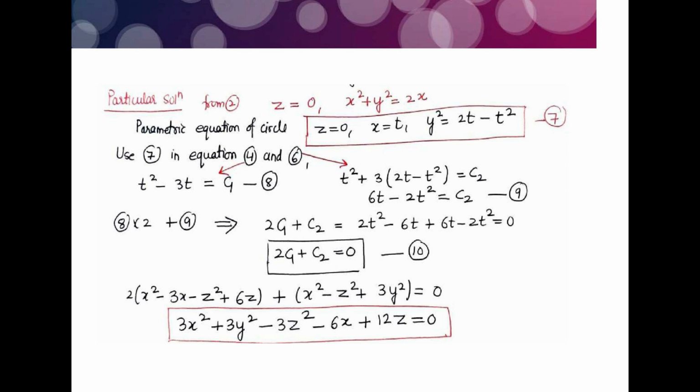Now from equation number 8 and equation number 9, try to eliminate t so that we can have some relation in c1 and c2. Now for this we multiply equation number 8 by 2 and add it to equation number 9, and finally we have a relation in c1 and c2, which is given by equation number 10: 2 times c1 plus c2 is equal to 0. Now put the value of c1 and c2 from equation number 4 and equation number 6, and we have the final particular solution of the partial differential equation 1.